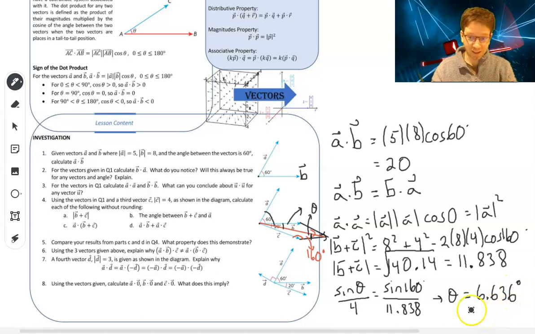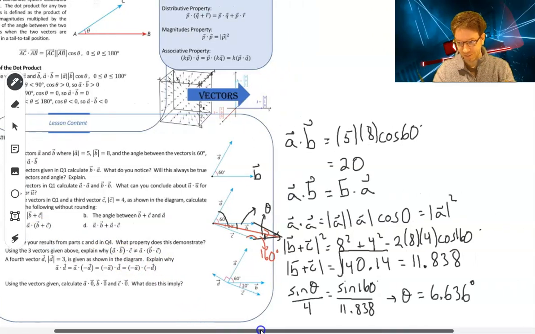All right, so where am I going with this? The point is to analyze C and D. So now that we know the magnitude of B plus C and the angle between it and A, we can calculate their dot product. And then we can also do the same with A dot B plus A dot C. So we're trying to figure out if C and D are going to be the same. If they are, then we know that the distributive property works with the dot product. And that's our goal here. Is there a distributive property?